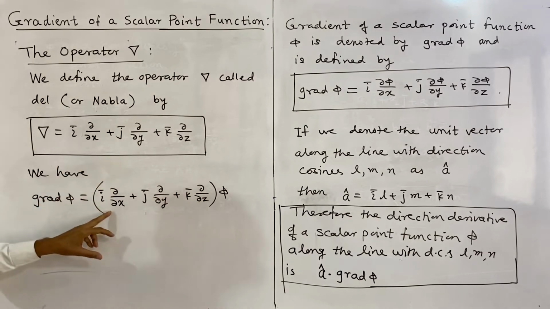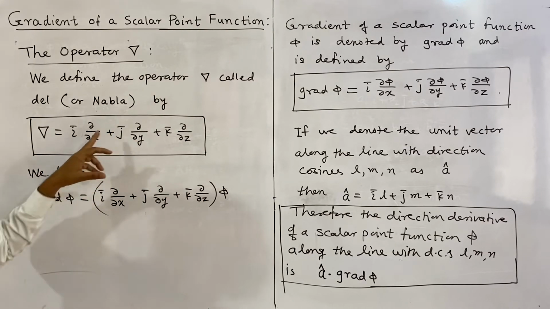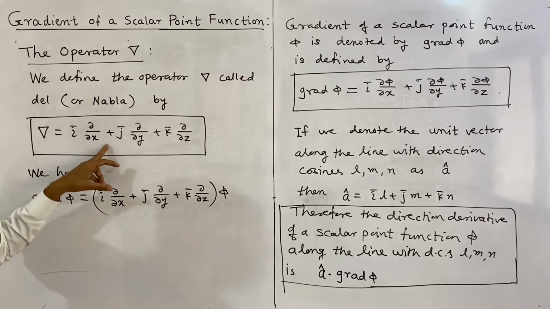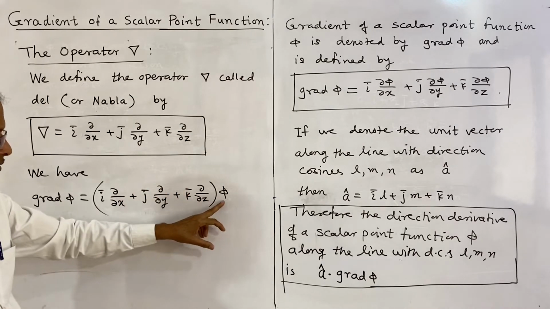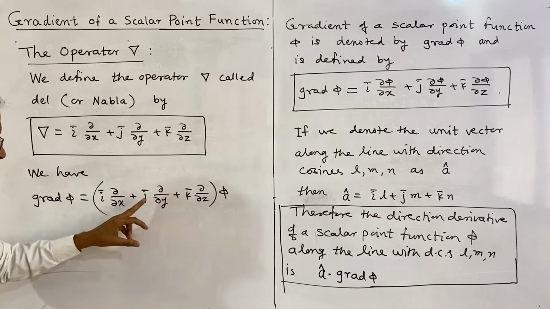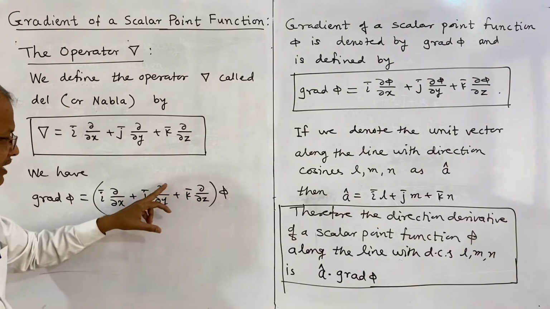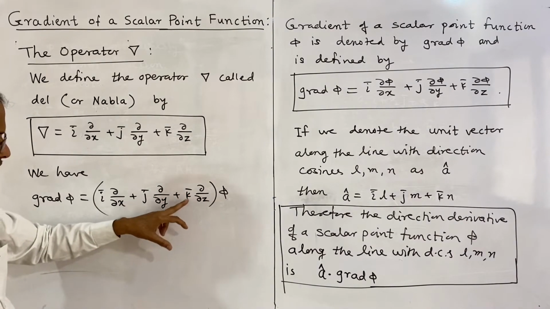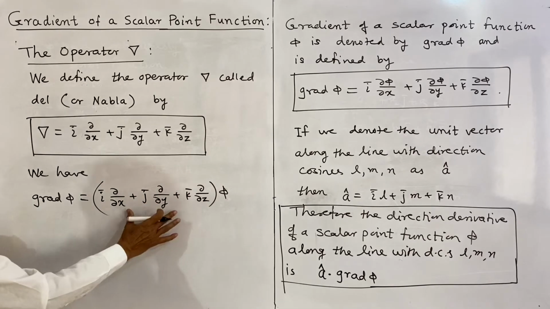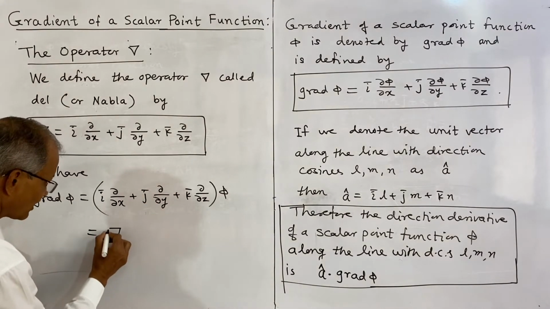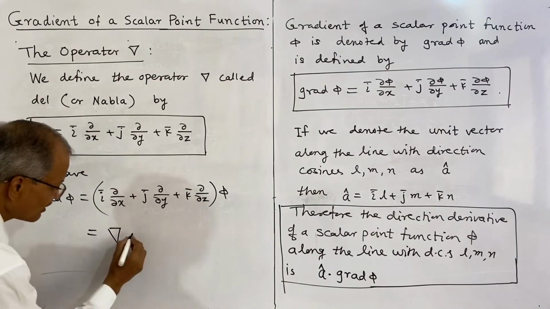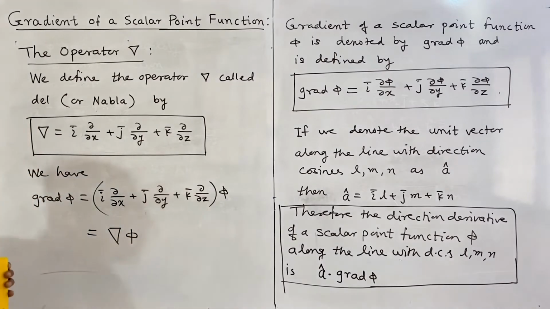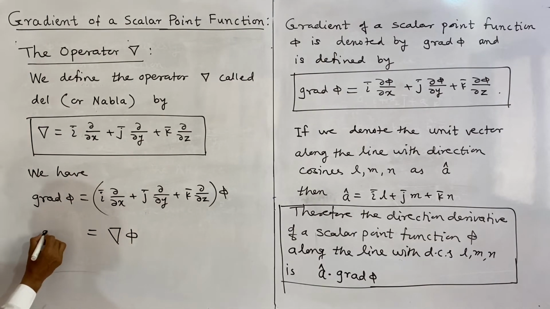This operator is distributive. It is a partial differential operator, a vector in terms of vector, and i dou by dou x operated on phi means i dou phi by dou x, plus j dou by dou y operated on phi means j dou phi by dou y, plus k dou phi by dou z. And what is this bracket? This bracket is del phi. So thus it is helpful to write this expression in short with this symbol del, and the expression for gradient phi becomes del phi.